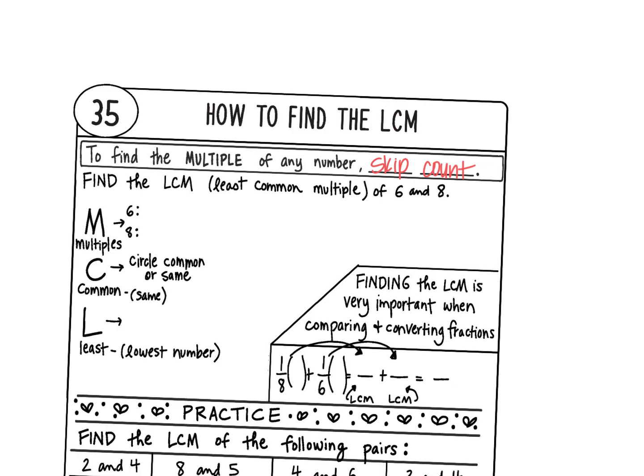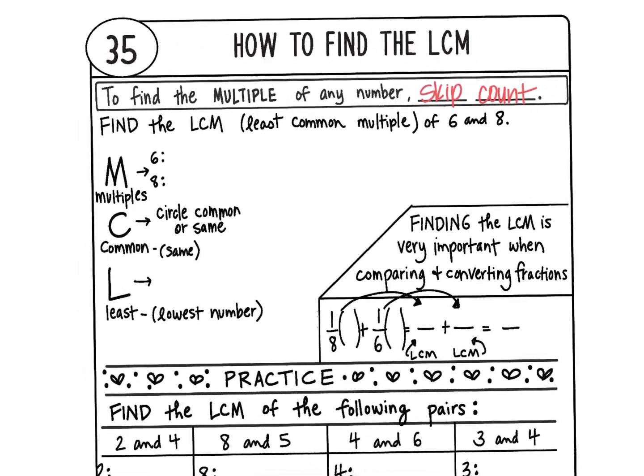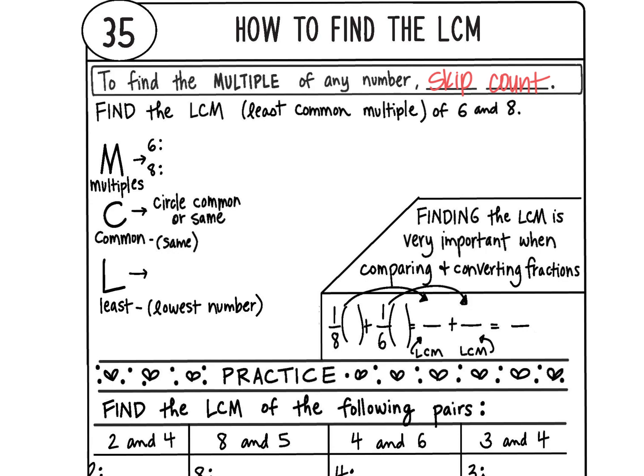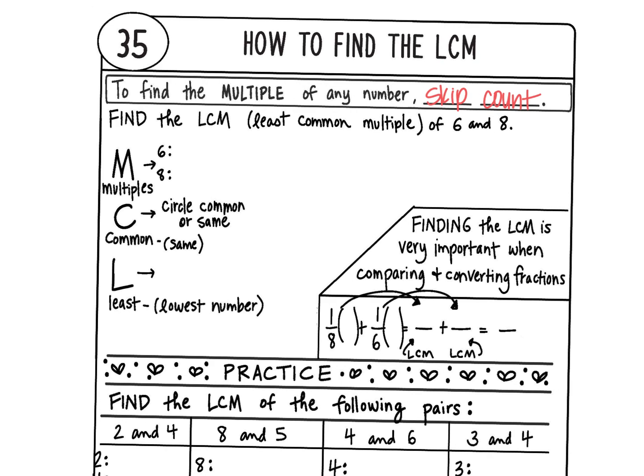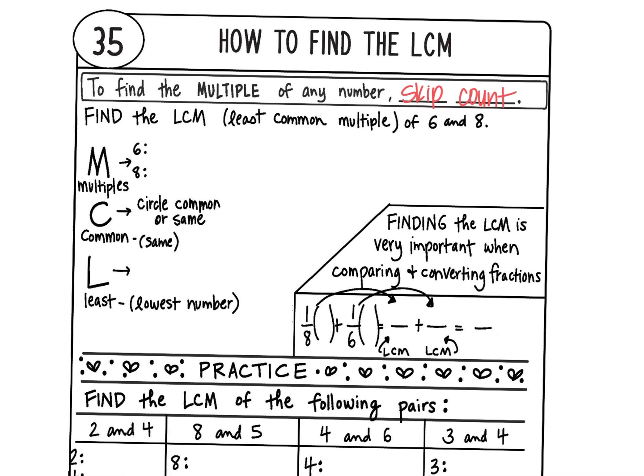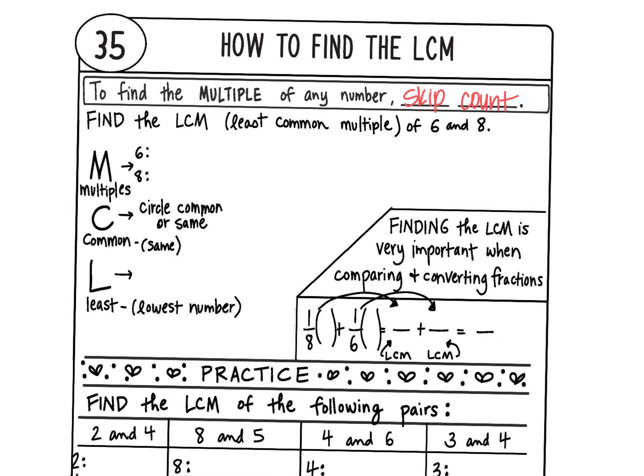So we're going to practice finding the LCM, or the least common multiple, of 6 and 8. So the first thing that we're going to want to do is we're going to list all of our multiples of 6 and 8. That means we're going to skip count, counting by 6s and 8s. So here I'm going to start with 6, and I'm going to list the first 10 multiples, starting with 6. So 6, 12, 18, 24, 30, 36, 42, 48, 54, and 60.